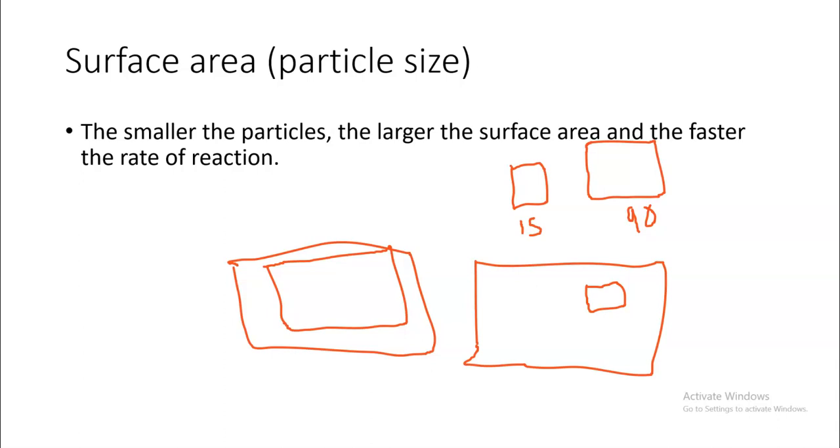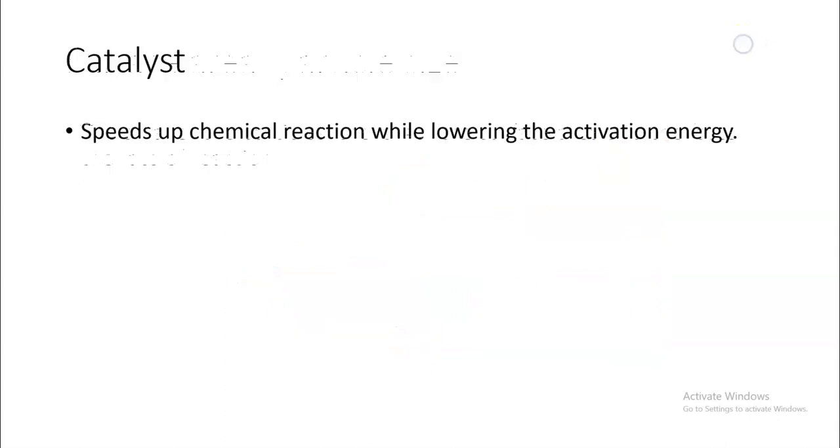We can even use a stone. If I were to put a bigger stone and a smaller stone, you can see that the two won't move the same. The smaller one will move faster. This one will be big. It will struggle to move. It will be too heavy for it to move. So always remember, the smaller the size, the faster the reaction. The bigger the size, the slower the reaction. That's how the surface area affects our rate of reaction.